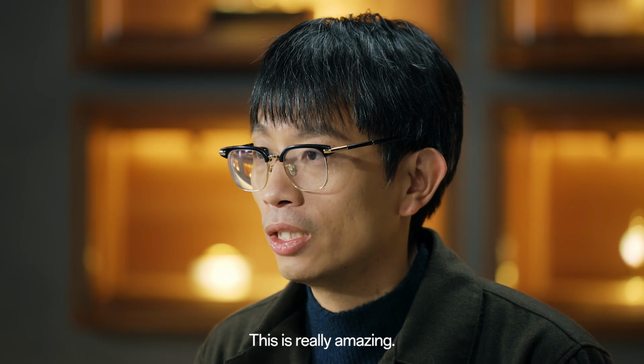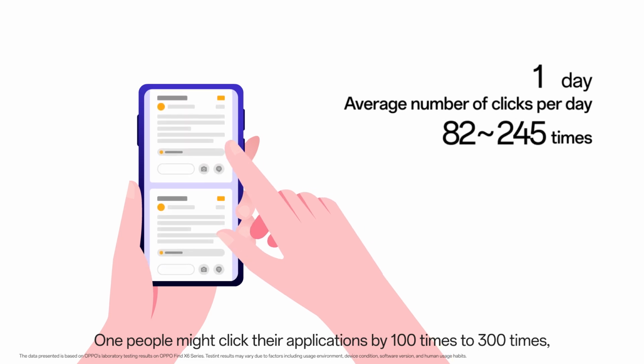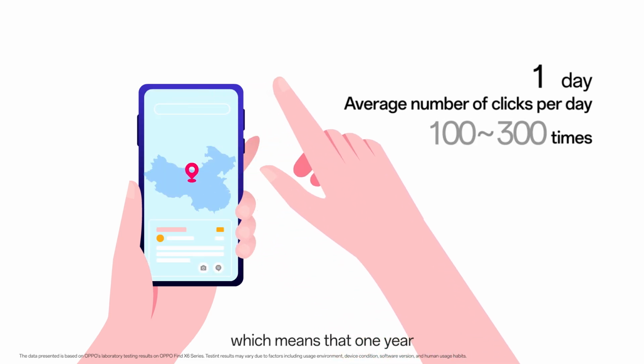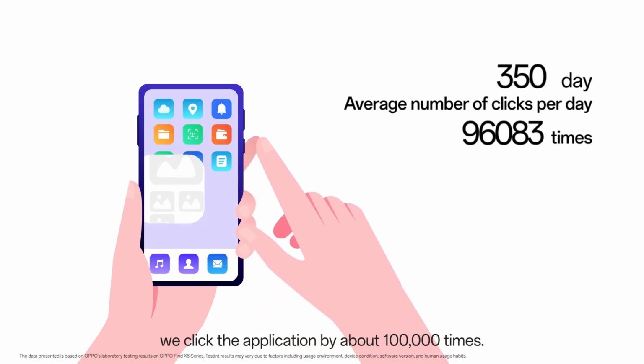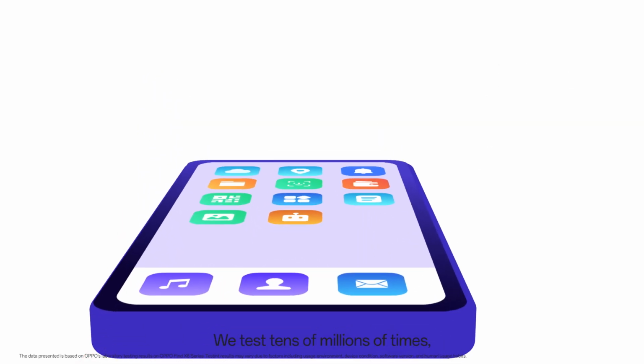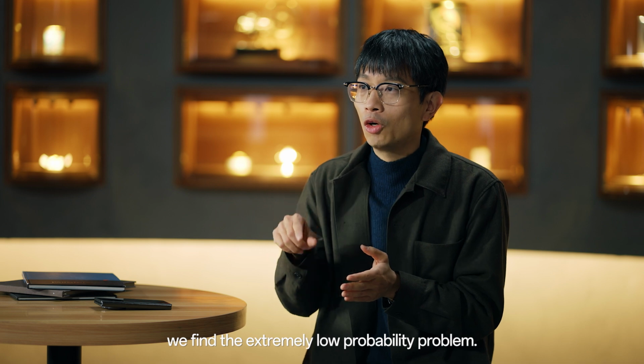This is really amazing. One person might click applications 100 to 300 times a day, which means that in 1 year they will click applications about 100,000 times. We test tens of millions of times, which means it's 100 times the pressure, so that we can make sure that we find the extremely low probability problems.